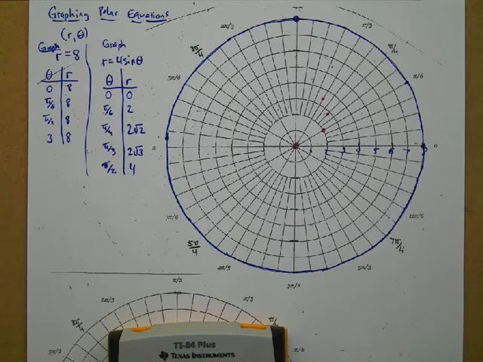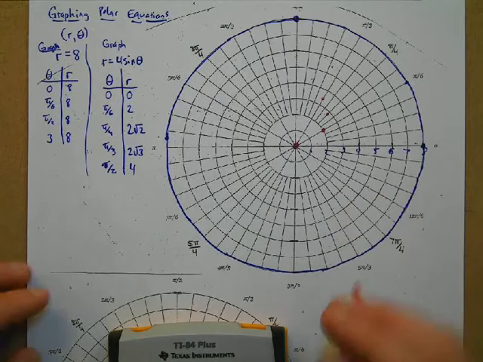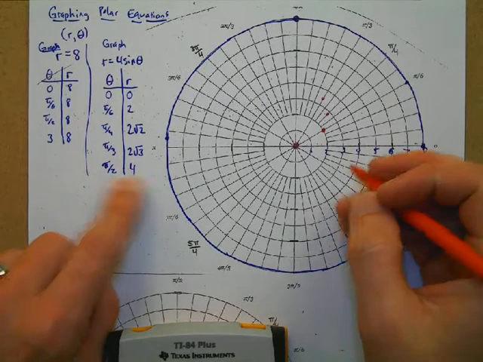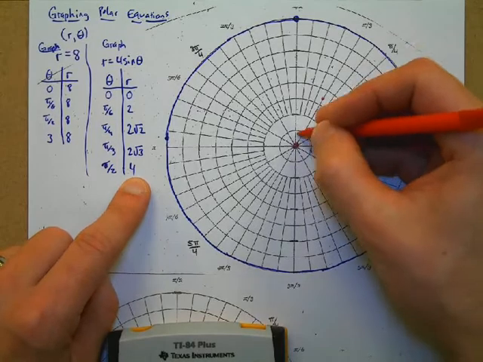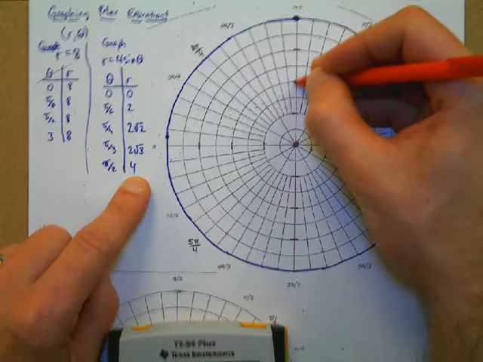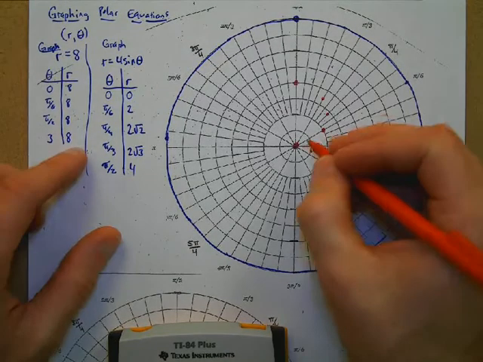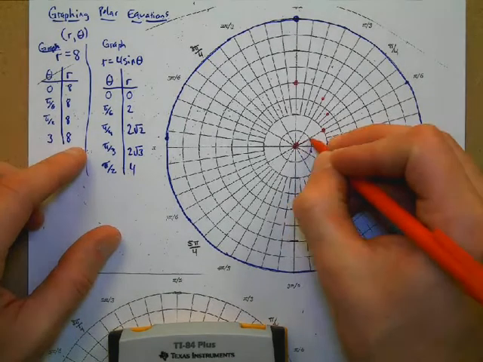All right, then we'll do pi over 2. Pi over 2, 4. 1, 2, 3, 4. Okay? Interesting. So now we want to connect these in order. So it looks like if we try and connect these, we're going to get something like that.